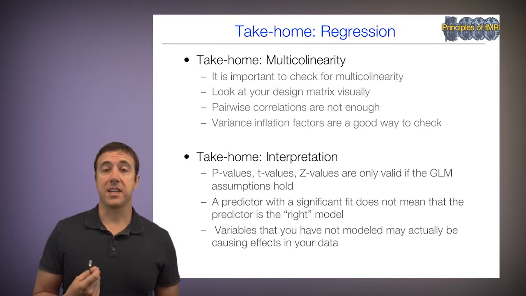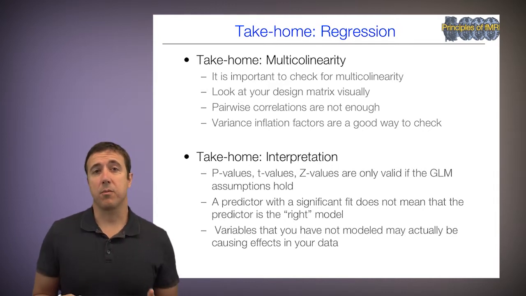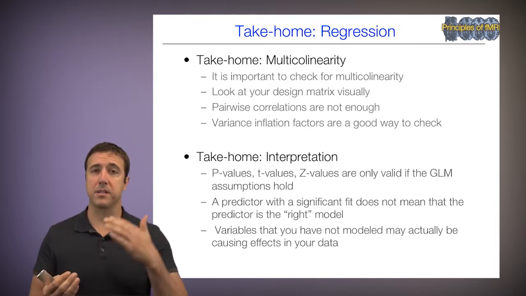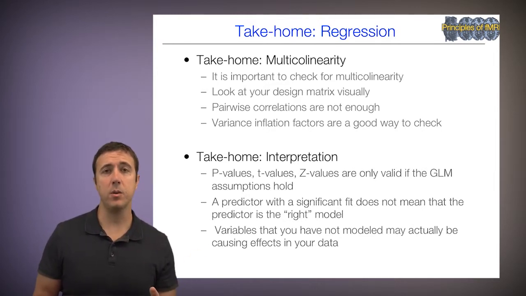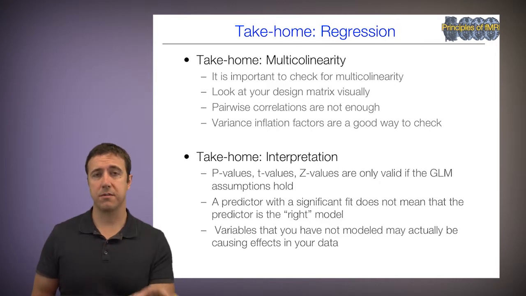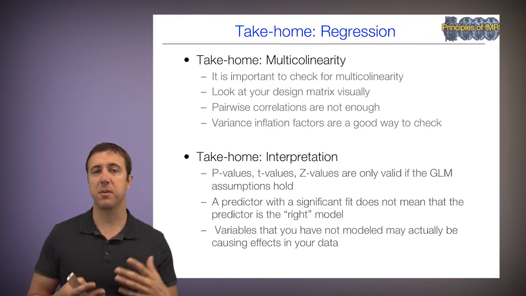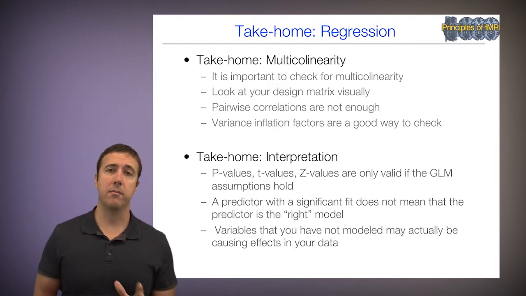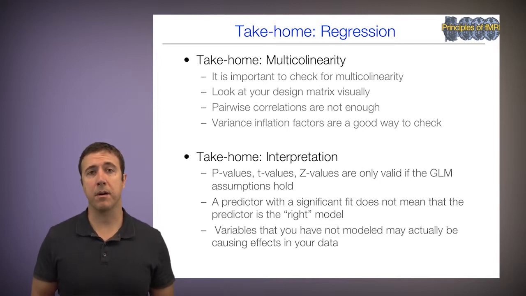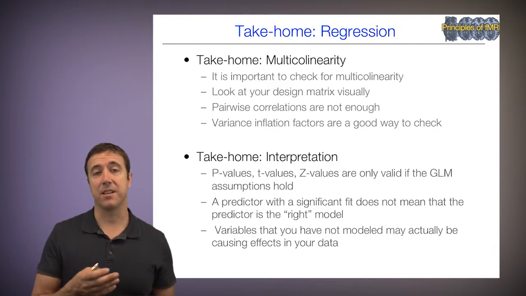Secondly, a predictor with a significant fit doesn't mean that the predictor is the right model. Just because the predictor explains some of the variance, it doesn't mean it explains more variance than all the other possible models out there, which is a really important point. So just because it fits, it doesn't mean it's the right model. It just means it explains some of the variance. And third, variables that you haven't modeled may actually be causing effects in your data and confounding effects that you're observing. So keep this in mind and think it through whenever you think through the specifics of your study.